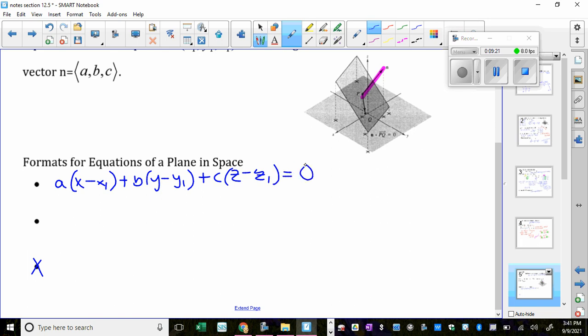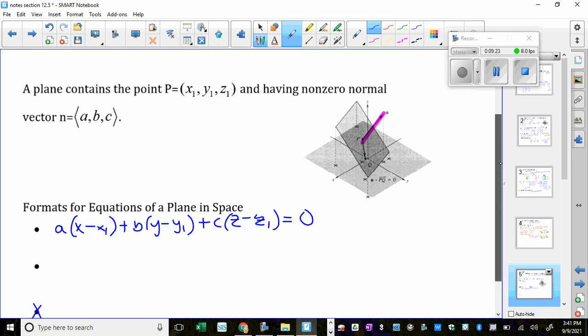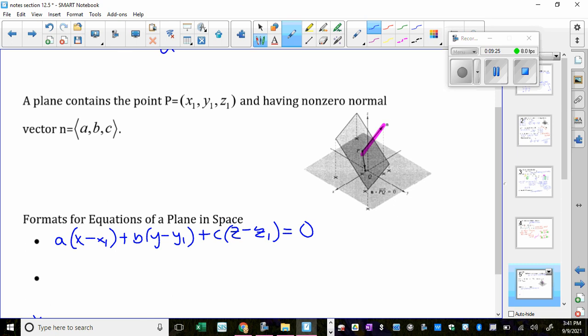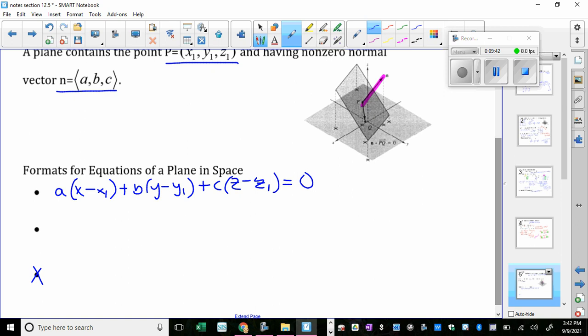Now, let me mention up above, I wrote it up here, but your plane has this point, and the direction of your normal vector. The only direction that you know about your plane is this guy right here. So remember, ABC is not the direction of the plane anymore, it's the direction of something perpendicular to it, but that's all we know. So you put them in your formula, and there you go.